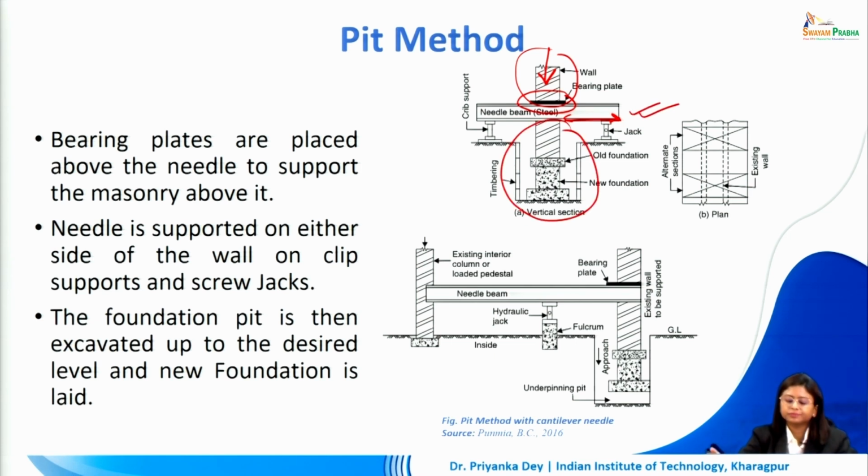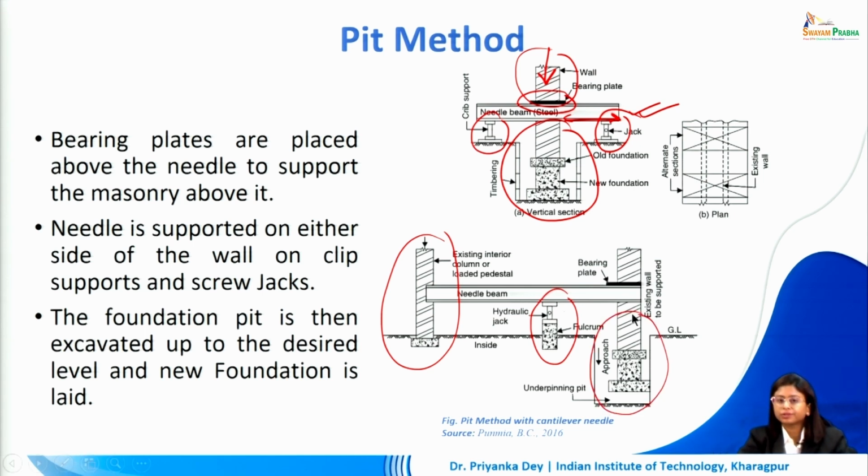help of this needle. Now this needle is supported on either side of the wall on clip supports and screw jacks. Now if we are at a situation where on both sides of the foundation we can provide jacks, then this needle will be supported on both ends with the help of jacks. If we are in a situation where we can take the help of an existing column maybe inside the building, then in that case we can use only one hydraulic jack and support the needle on one end on a structural member and then do the alteration in the foundation at the other end.